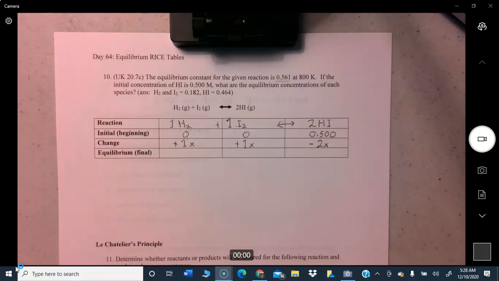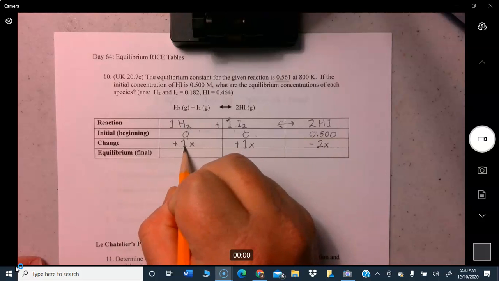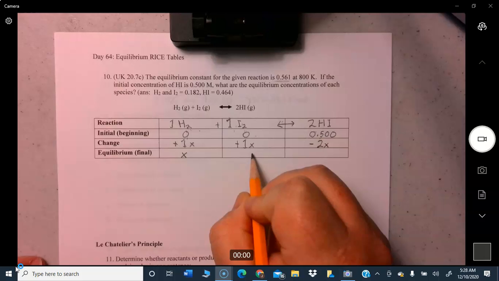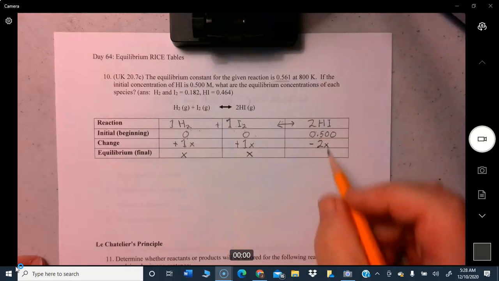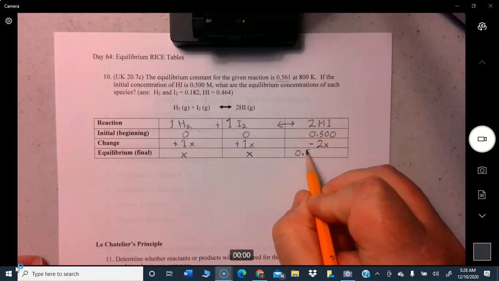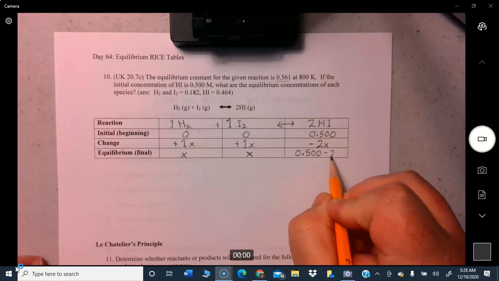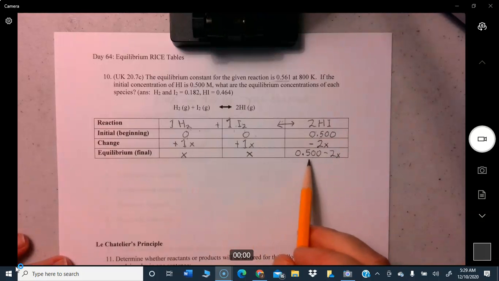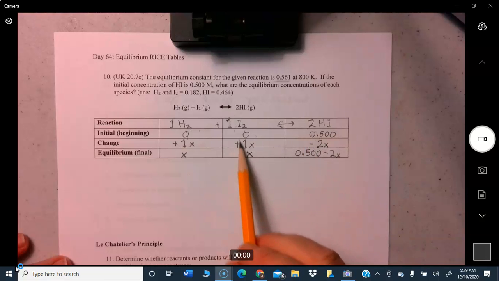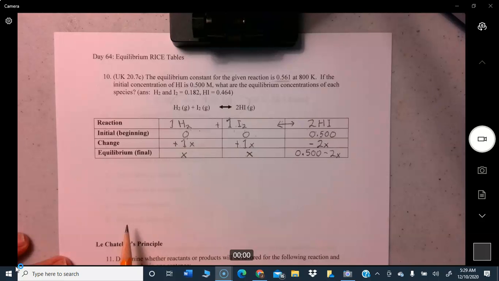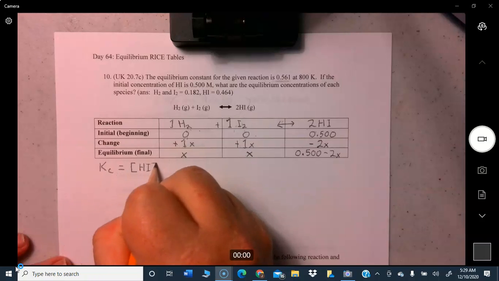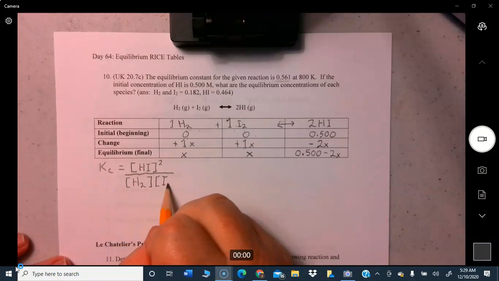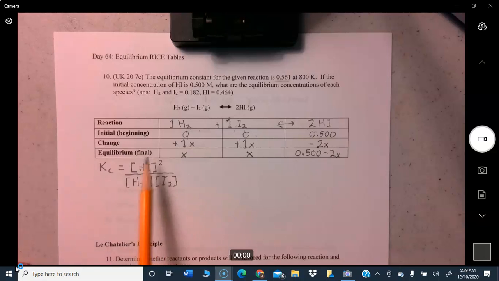Be sure you understand the pluses and minuses and why they are the way they are in this problem. Okay, so we come down here, and I'm going to leave off the 1 now. Be sure you're comfortable with how we got these. It's just a subtraction there, just a simple addition there. Now we write the law of mass action for this. Okay, so there's the law of mass action.